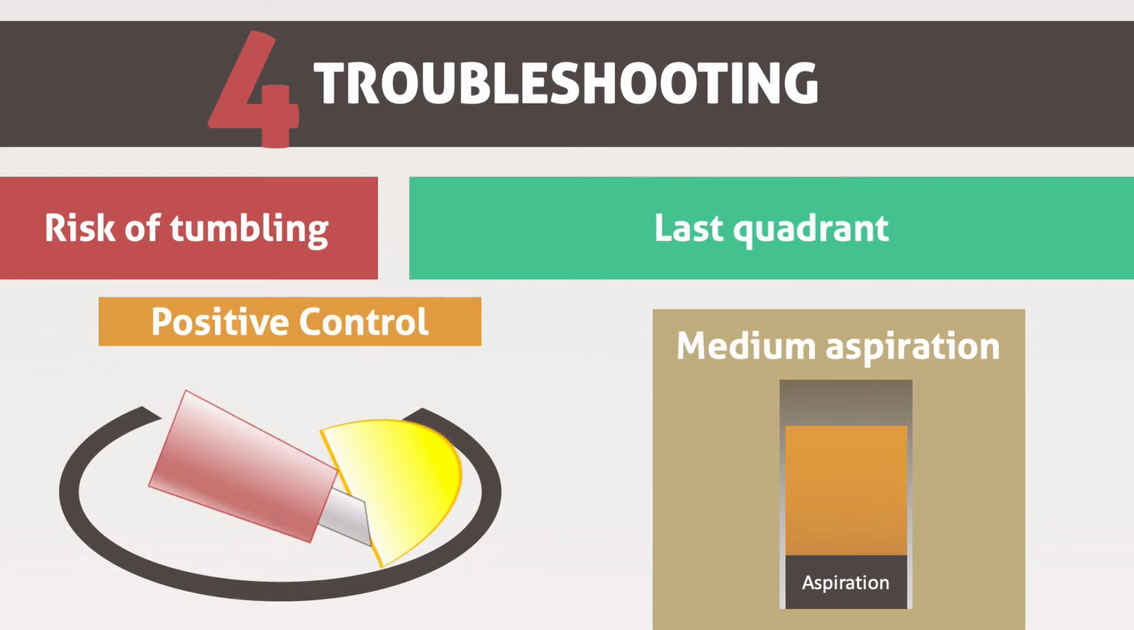To avoid tumbling, don't use very high aspiration like 45, or use positive control. Positive control means that you don't wait for the last piece to come to the handpiece, but instead go close to it without aspiration in step 1. Then start step 2 once you are very close to the last piece.